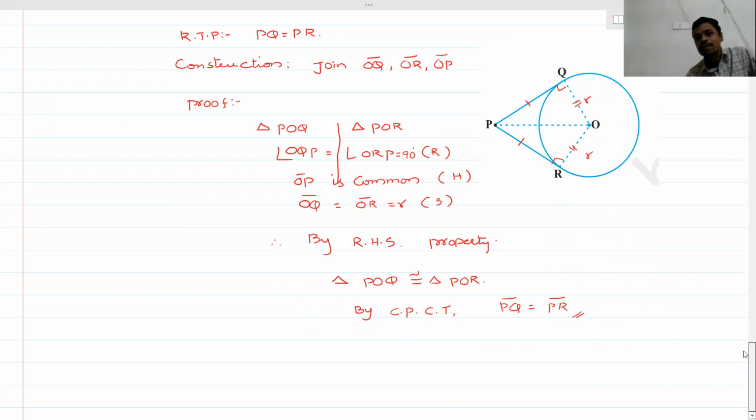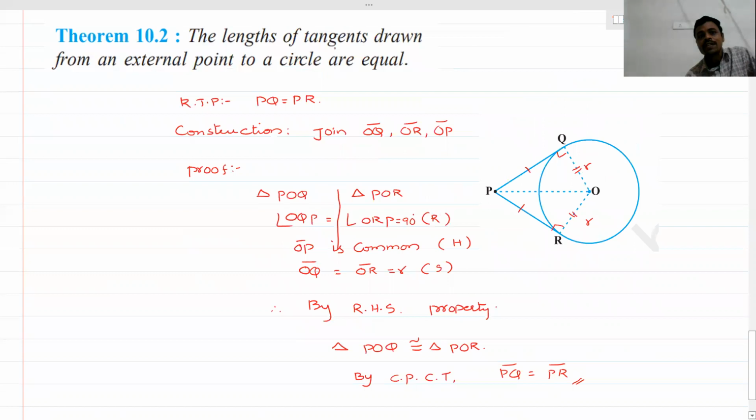The statement says that the lengths of the tangents drawn from an external point to a circle are equal, and we have shown that these two are equal. Okay students, I hope you have cleared all the concepts.